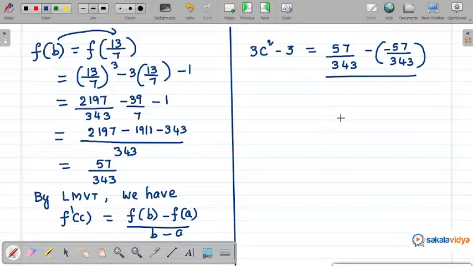So b minus a. b means 13 upon 7 and minus minus 11 by 7. So we need to simplify. Let us simplify this one. Let us see what do we get now. Very interesting actually here.